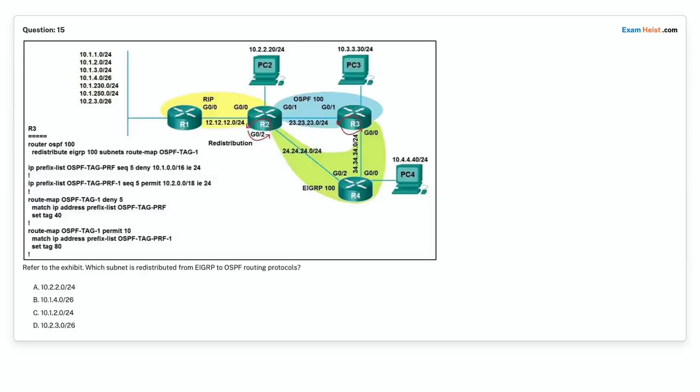Question 15. Refer to the exhibit. Which subnet is redistributed from EIGRP to OSPF routing protocols? Option A. 10.2.2.0/24. Option B. 10.1.4.0/26. Option C. 10.1.2.0/24. Option D. 10.2.3.0/26.